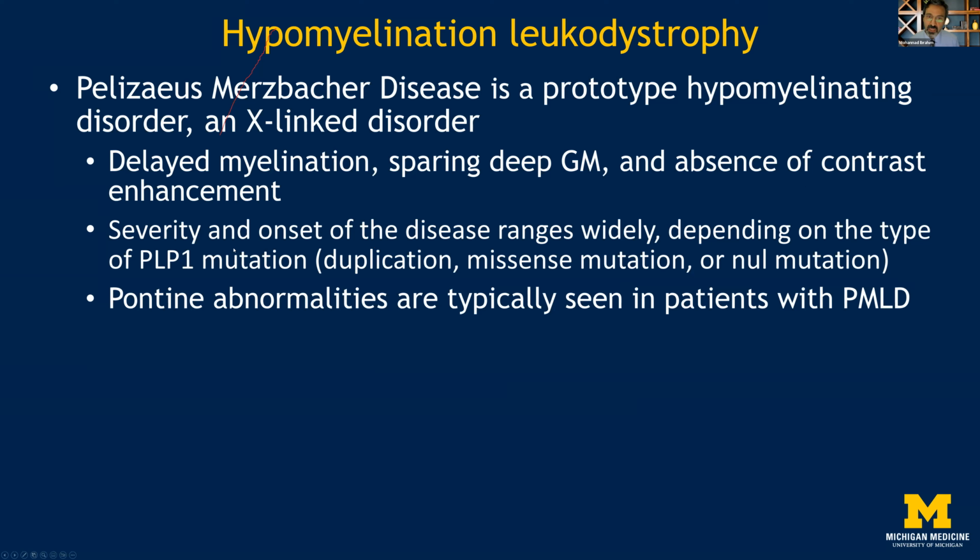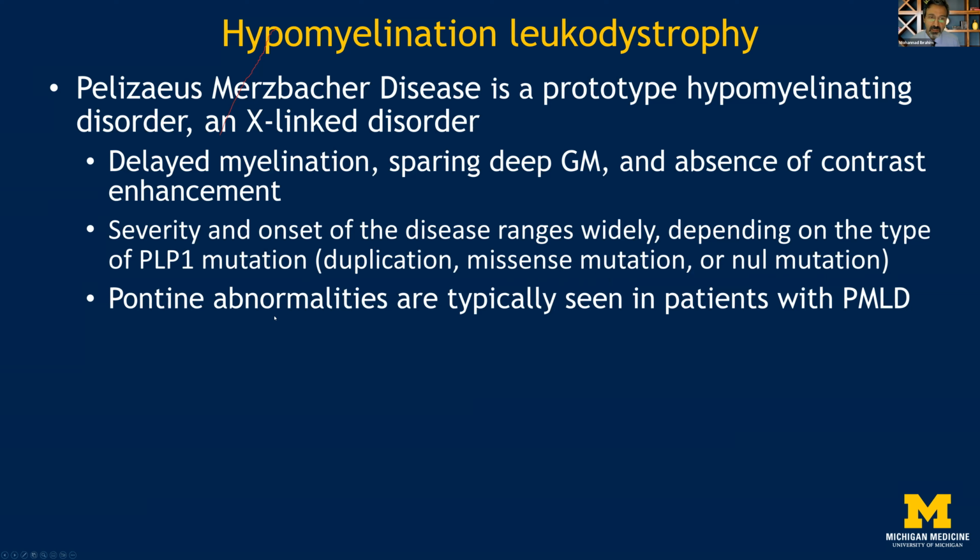The severity and onset of the disease truly ranges widely depending on the mutation of the PLP1, which is basically the protein that is responsible for this disorder. Is there evidence of duplication of the PLP1? This results in a very severe clinical phenotype presenting very early. Or is this evidence of a missense mutation that typically presents a little bit later in life? Or is this a null mutation where there are much milder symptoms, and this patient typically presents with spastic paraplegia.